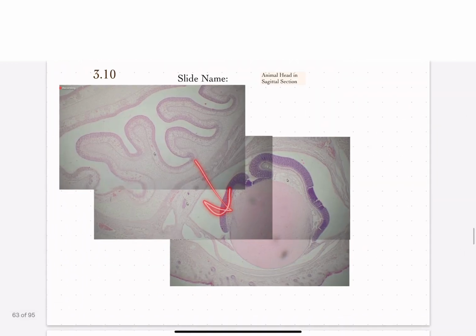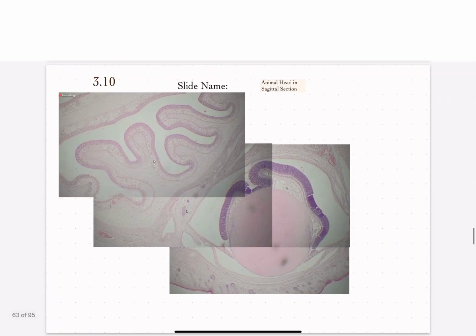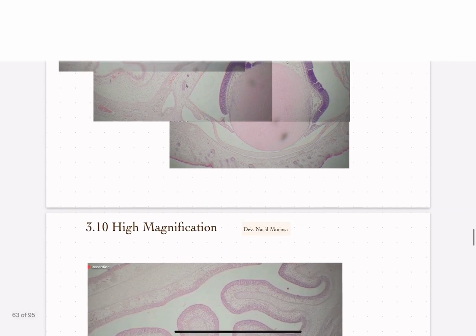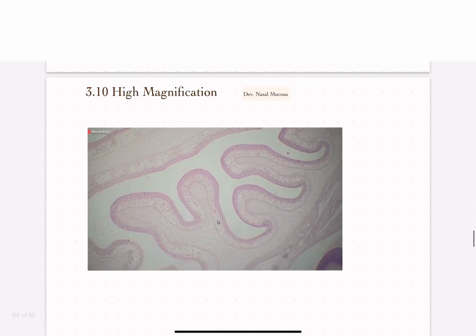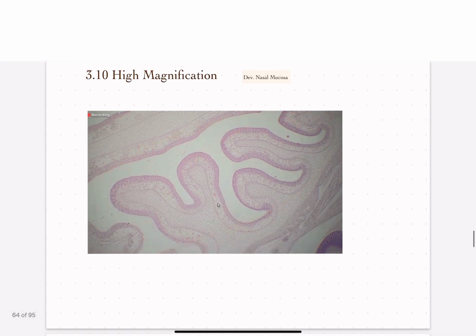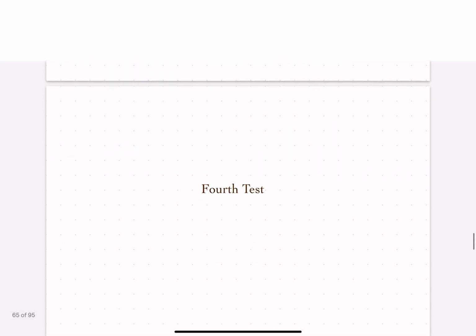And it's close to the eye. Also, this is the head. I hope that makes sense. As soon as we see the eye, we know that we're in the head area. So the only real structure that can look like this is the nose. That's it. Let's carry on to the last test, which is the fourth one.